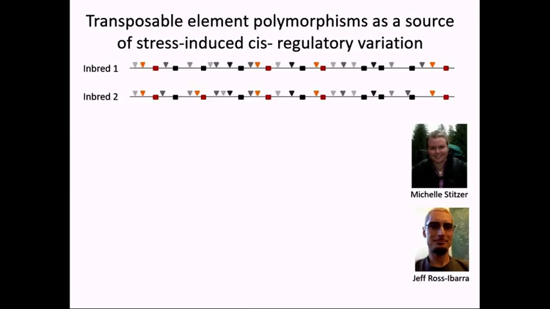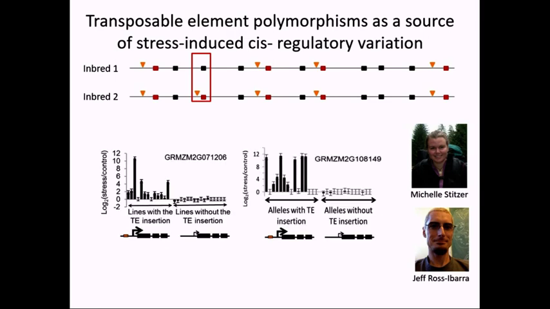So once again, I was telling you about novelty. To look at novelty, we wanted to look at variation. This was done with Michelle and Jeff. What we were looking for were cases like this, where we have a transposon insertion in one inbred but not the other, and is there a responsiveness change? So we found some of these polymorphic insertions for families that were associated.